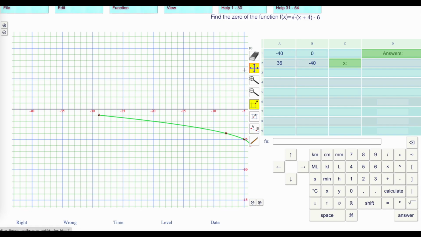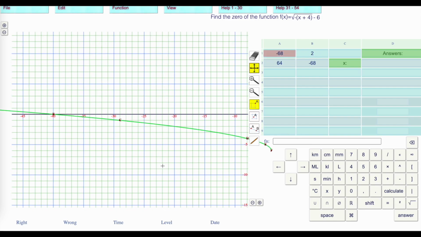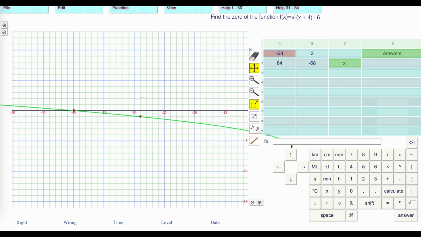Coincidentally, we're actually finding the 0. At negative 68, we're getting 2. The square root function looks like that, and it's crossing at negative 40.